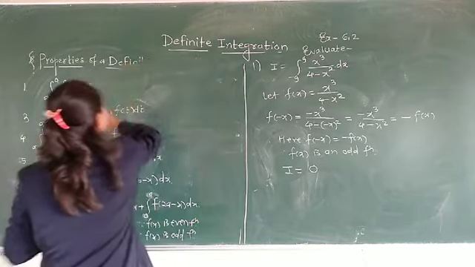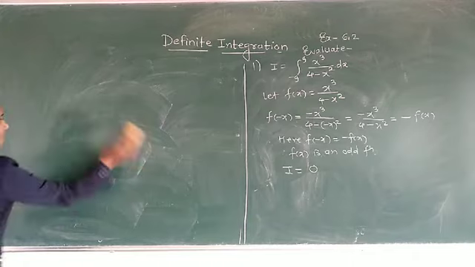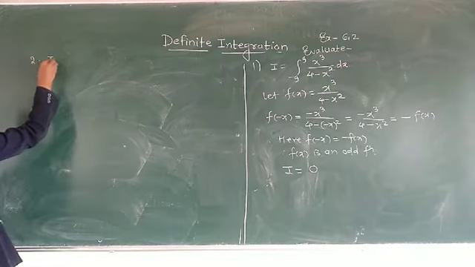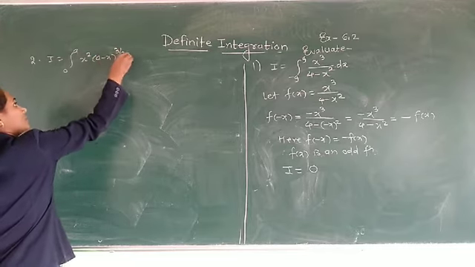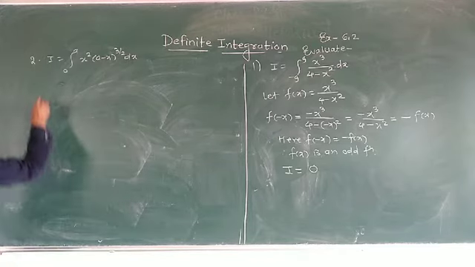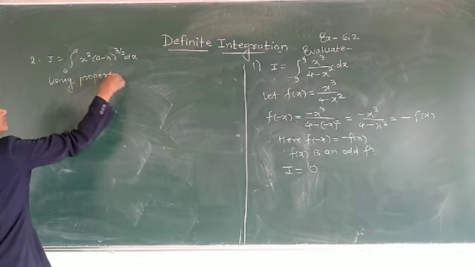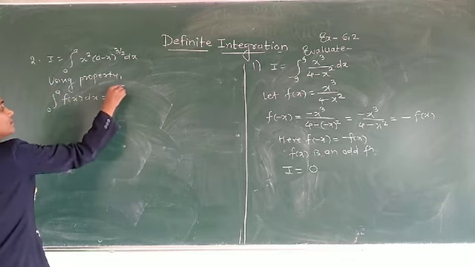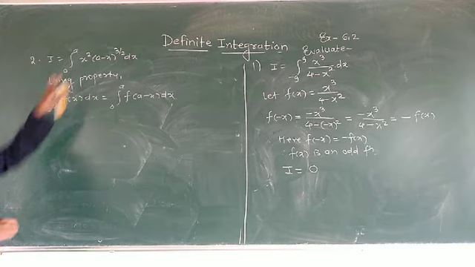Integration from 0 to a of x square into (a minus x) raised to 3 by 2 dx. Now here we are going to use our property number 4. Using the property, integration 0 to a f of x dx is equal to integration 0 to a f of (a minus x) dx. Now we use this property in this example.